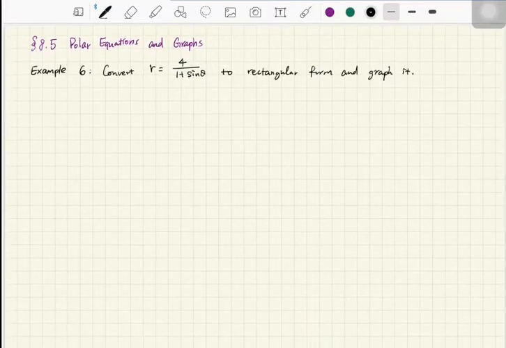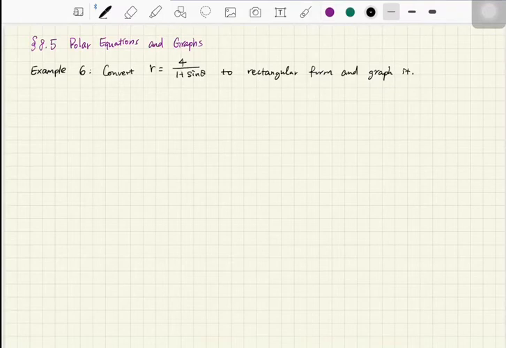So the last example I'm going to talk about is I want to convert from a polar equation to a rectangular equation and then graph the rectangular equation. So what kind of problem is this one? As I mentioned before, normally we don't rewrite a polar equation to a rectangular equation or a rectangular equation to a polar equation, because we normally just graph it from that one. It is supposed to be clear enough and easier.